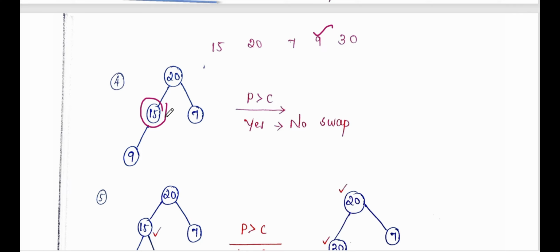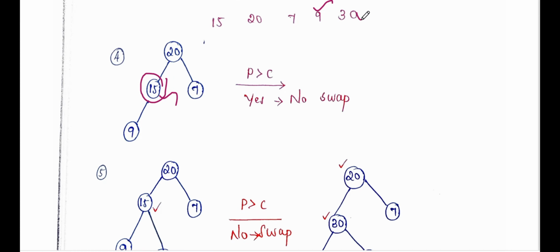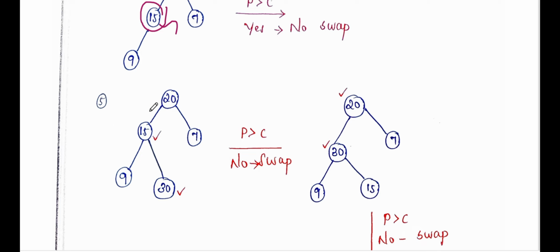Then again we check whether this parent node is greater than the child node. Here 9 is not greater than 15, no problem. So we already checked, so no swap is needed. So the next element is 30. So 30 is inserted in this position. Okay, complete this level, then only move to 7. Okay, then insert in this place.